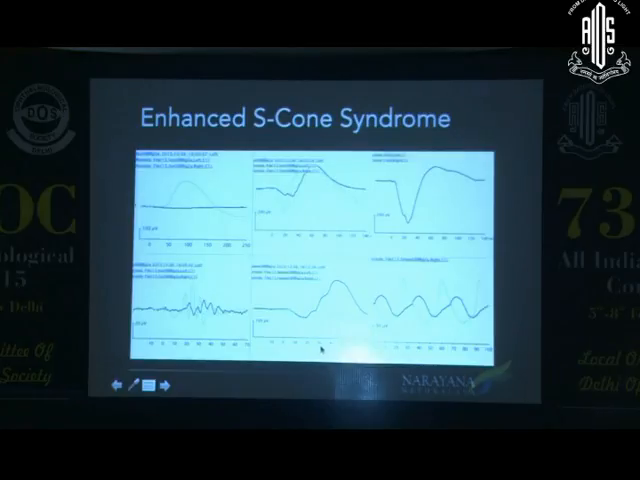Yes. Yes, that's right. Yes, we can. We can definitely suspect it, but the clincher is you don't need the S-cone testing to do it, but it becomes really obvious to us once you have that done.